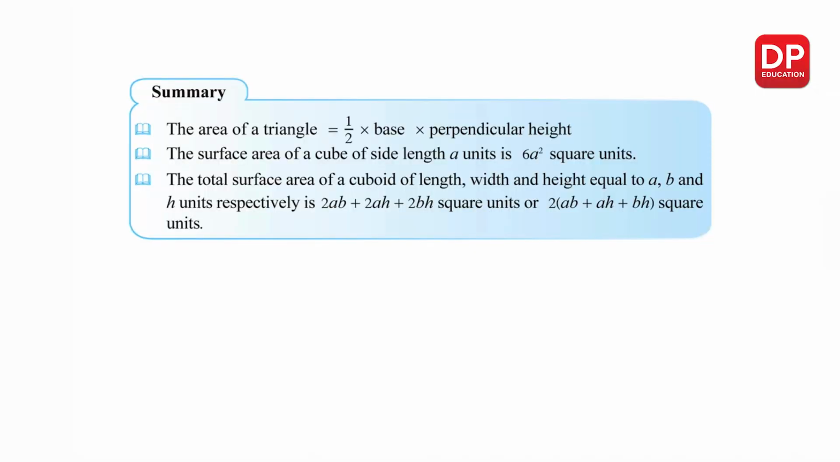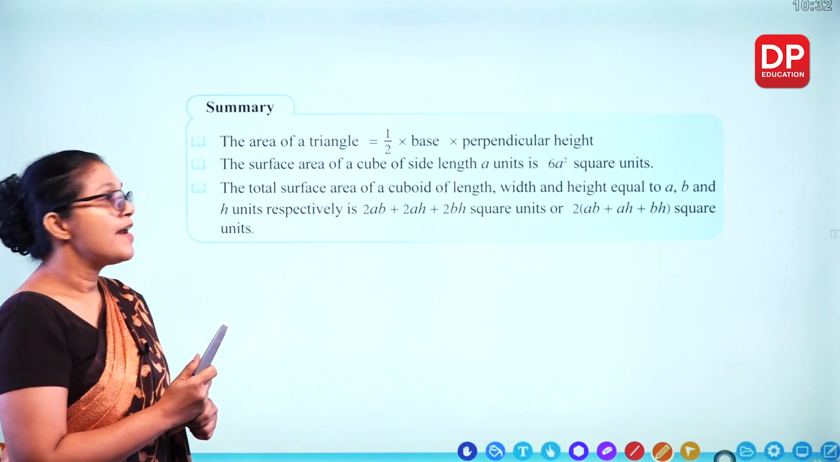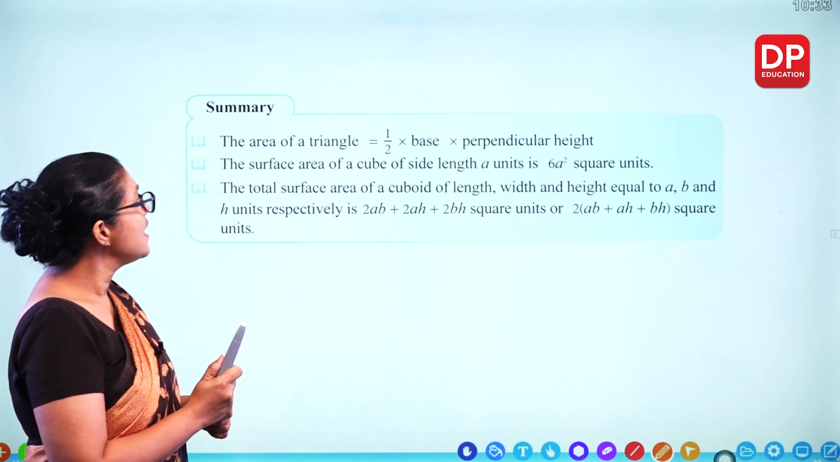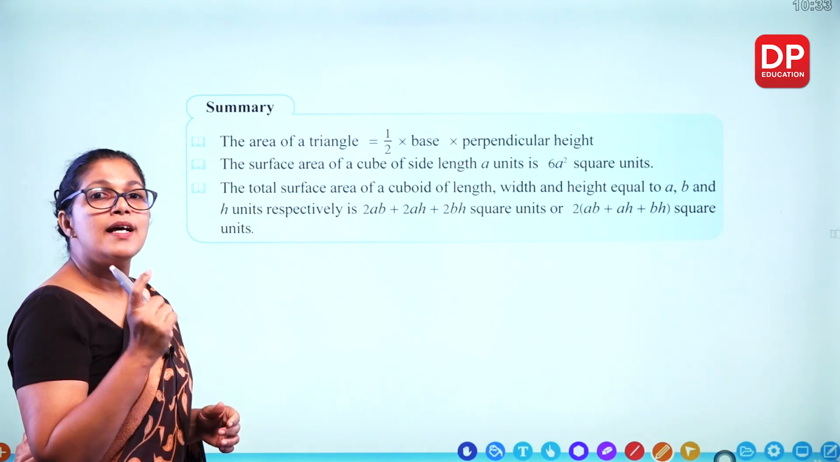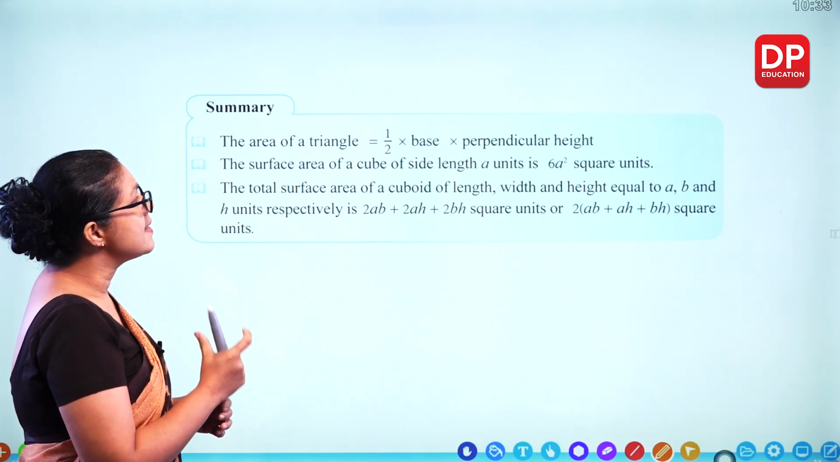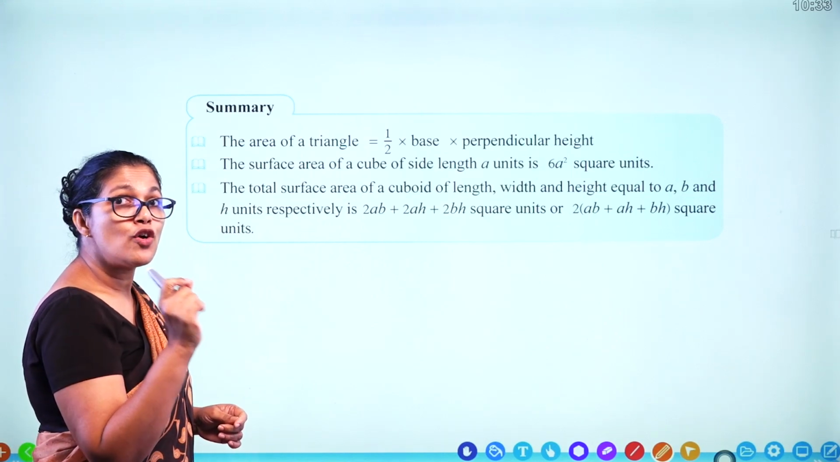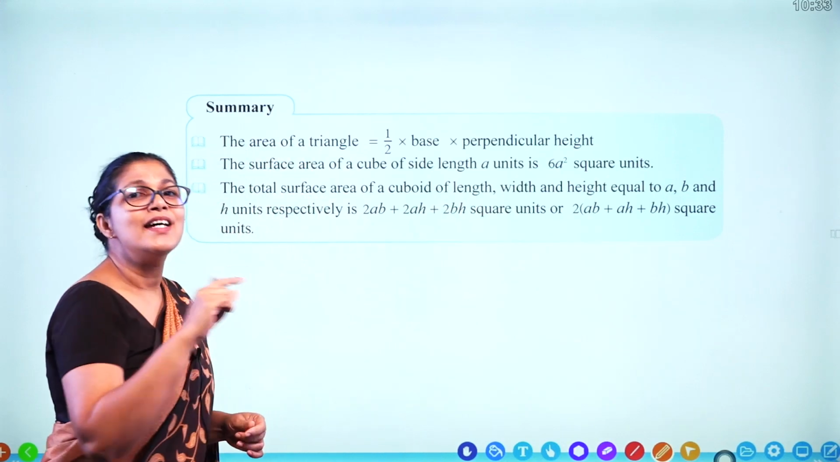So we covered all theory related to area. Remember, area of the triangle is half into base into perpendicular height, and surface area of a cube is 6 times a squared, where a is the side length, and surface area of the cuboid is this formula. Remember with the triangle.